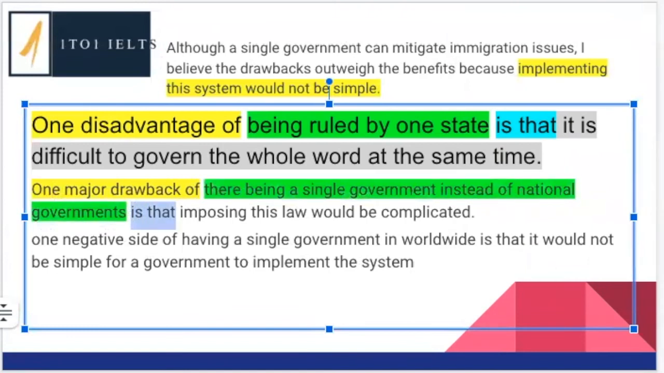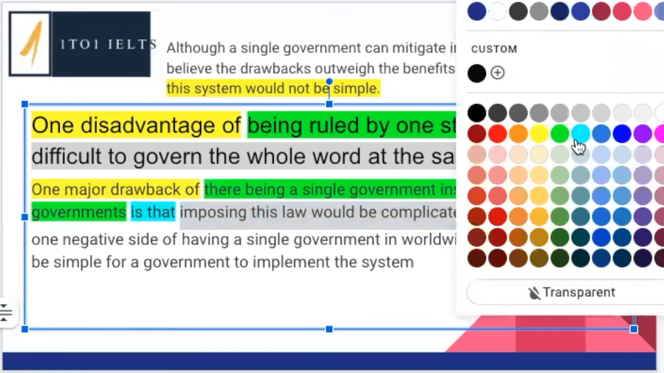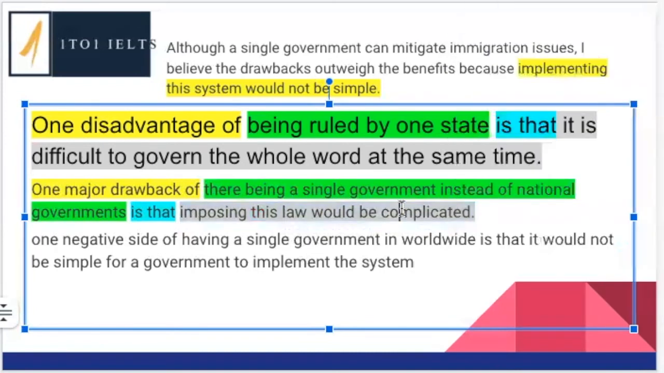Good. Imposing this law would be complicated. Okay, we've got our 4 parts. The vocabulary and the grammar. Excellent. What we're seeing here is very impressive, what the students that we've got here today are doing. They are getting the vocabulary and grammar.